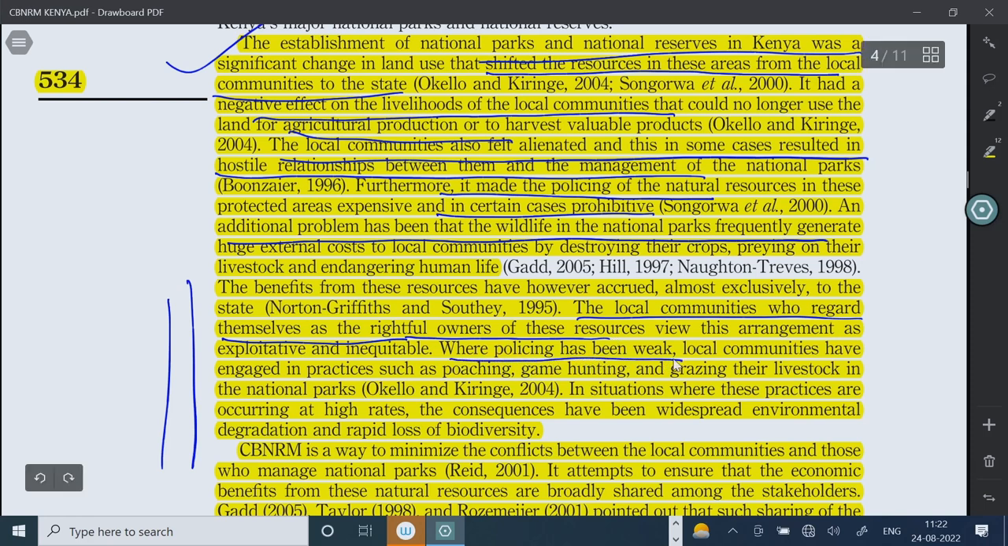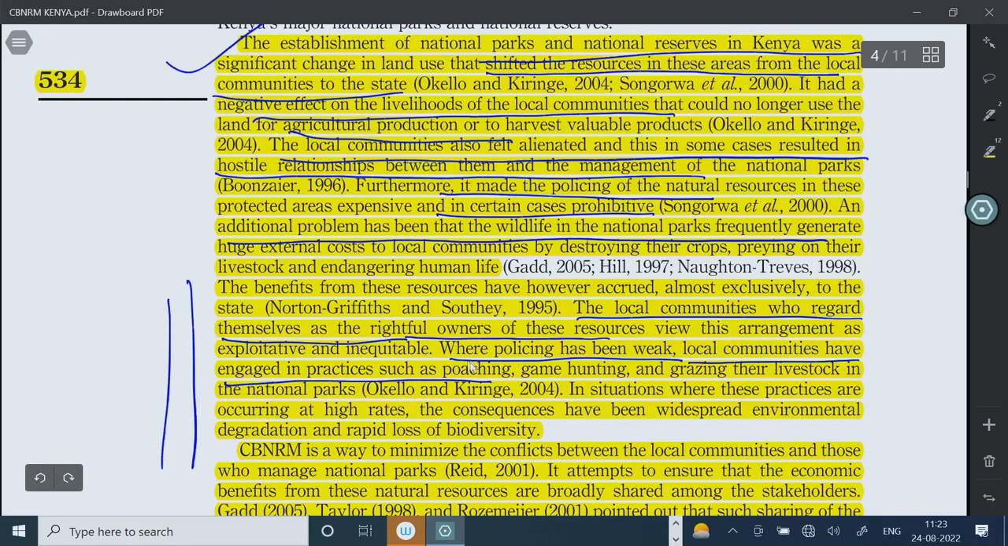Whenever there is some gap or loophole in policing, local communities will engage in poaching. See, you have heard about poaching, no? The single-horned rhino in Assam, where I am actually staying. IIT Guwahati is located here. It's a very, very important and sensitive issue.